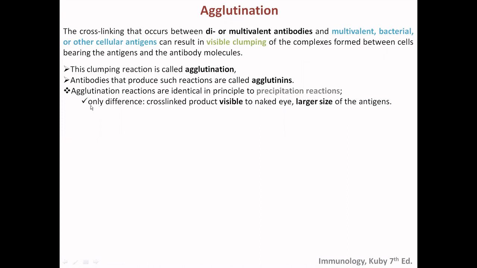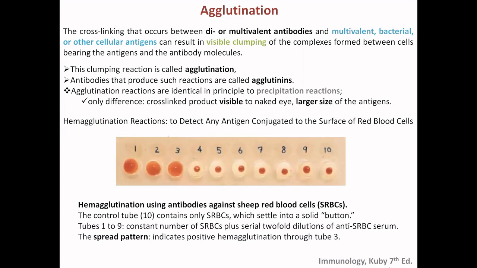Agglutination reactions are identical in principle to precipitation reactions. The only difference is that in agglutination reactions, the cross-linked products are visible to the naked eye, and larger antigens are involved. Hemagglutination is used to detect any antigen conjugated to the surface of red blood cells. This is an example to understand how agglutination reactions happen and how the clumps look.